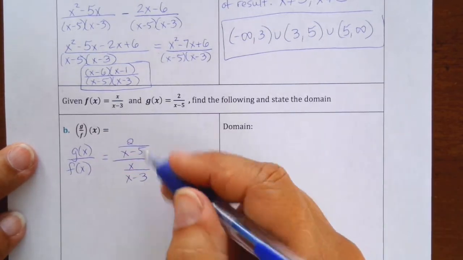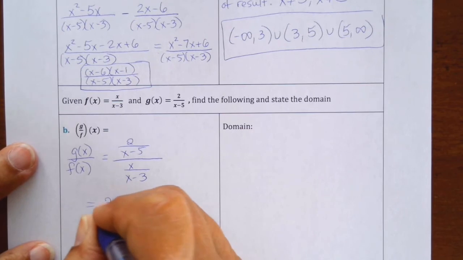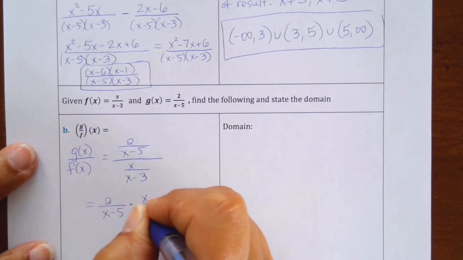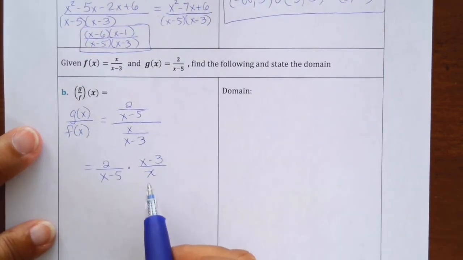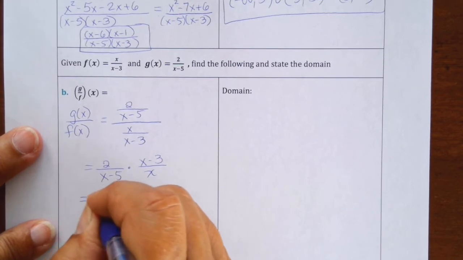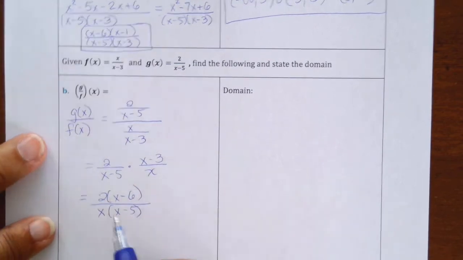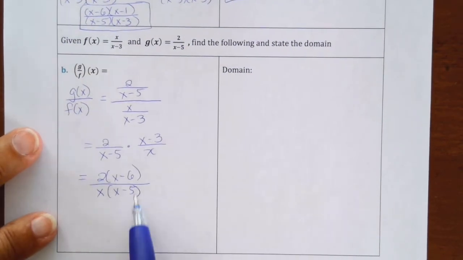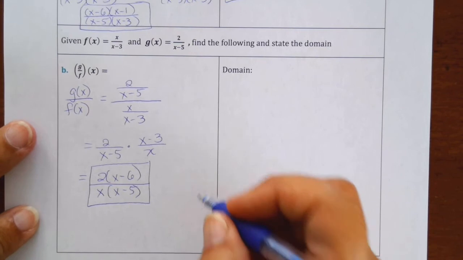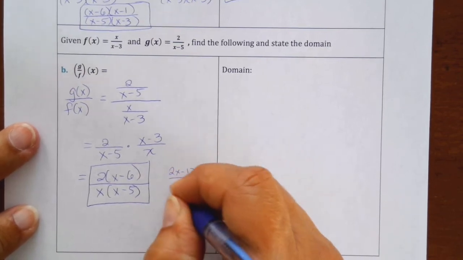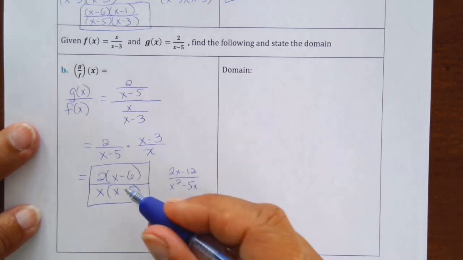So remember, when you divide fractions, you're going to flip and multiply by the reciprocal of the bottom. So that's 2 over x minus 5 times x minus 3 over x. Okay. When you multiply, you don't need a common denominator. Just multiply straight across. So that's 2 times x minus 3 over x times x minus 5. Now, you can go ahead and multiply that out if you want to, but we need this so that we can get our domain. So I'm going to leave it like that. Okay. You can multiply it out. So if you wrote 2x minus 12 over x squared minus 5x, that is perfectly okay. Same answer. Okay. Doesn't matter if you do it this way or this way.